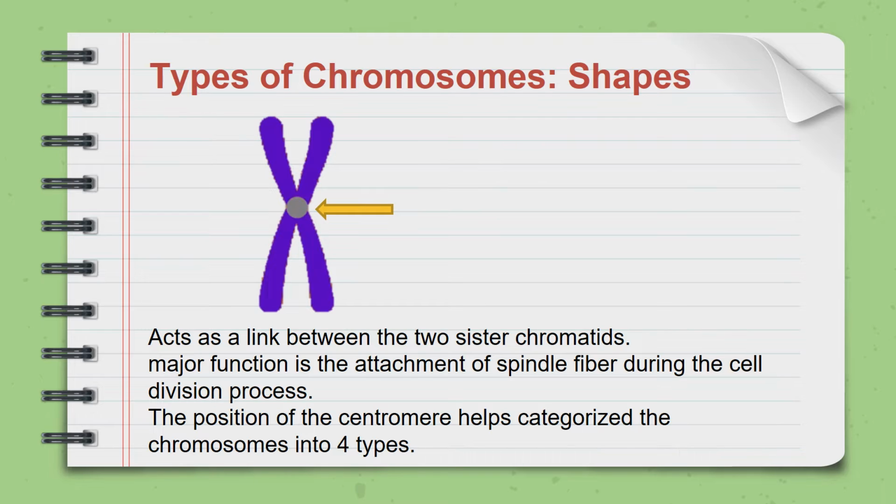So this circle that attached to the center of the chromosome is what we call the centromere. This is the structure to which the arms are attached. It's the portion of the DNA that acts as a link between two sister chromatids, and its major function is the attachment of spindle fiber during the cell division process. It is also the position of the centromere that helps categorize the chromosomes into four types.